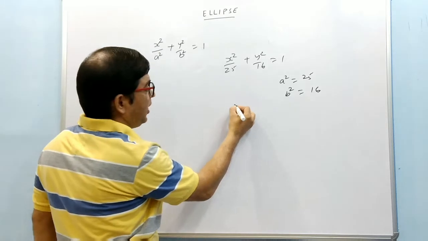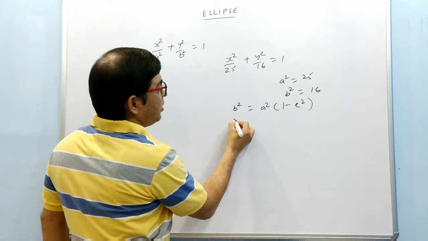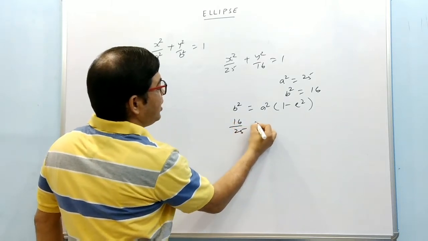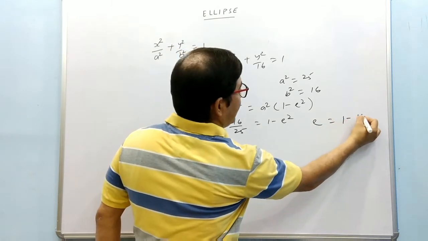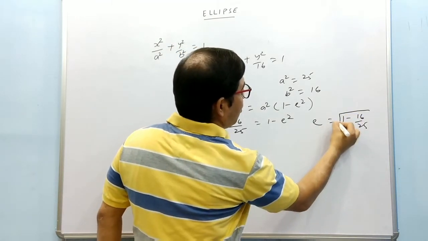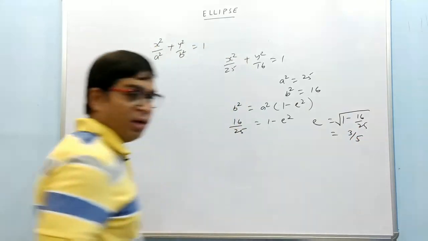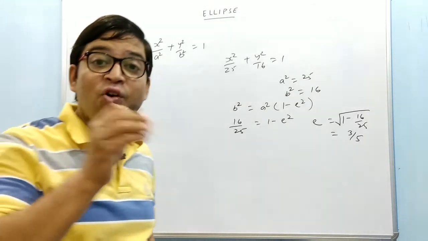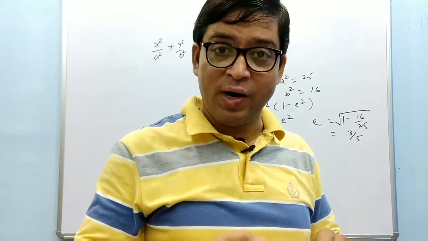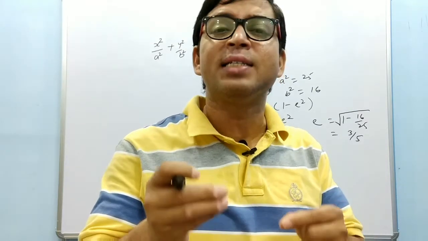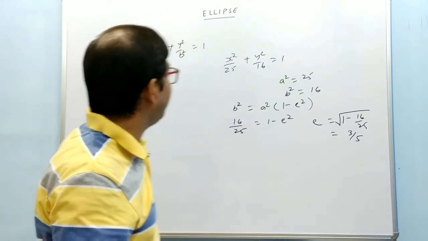So e can be obtained by the relation b square is equal to a square times (1 minus e square). That is 16 by 25 is equal to 1 minus e square. So e is coming out to be the square root of (1 minus 16 by 25). What is that? This is coming out to be 9 by 25, so 3 by 5. e is always less than 1 in the case of the ellipse. Be careful. In the case of the parabola, it was equal to 1. In the case of the hyperbola, we will see it is always greater than 1. Once we got e, we can find all the parts.